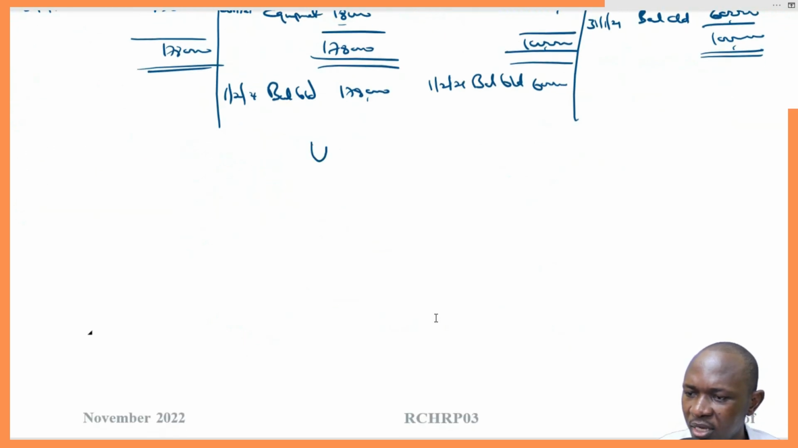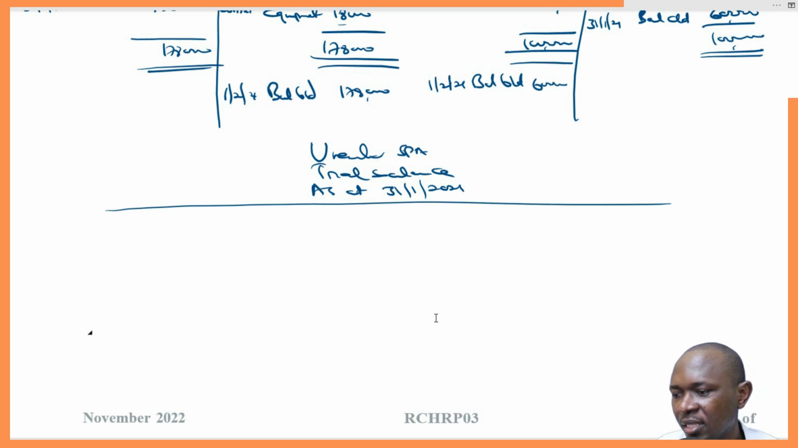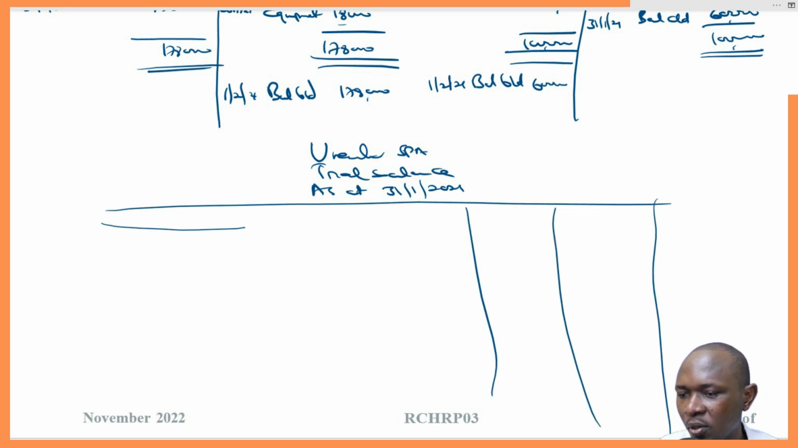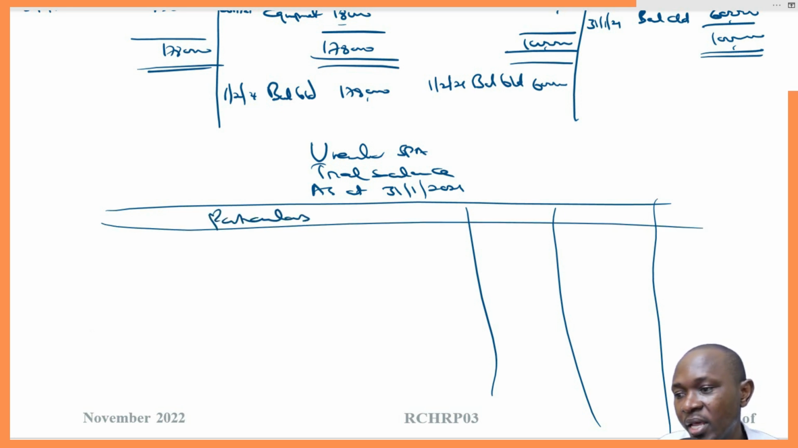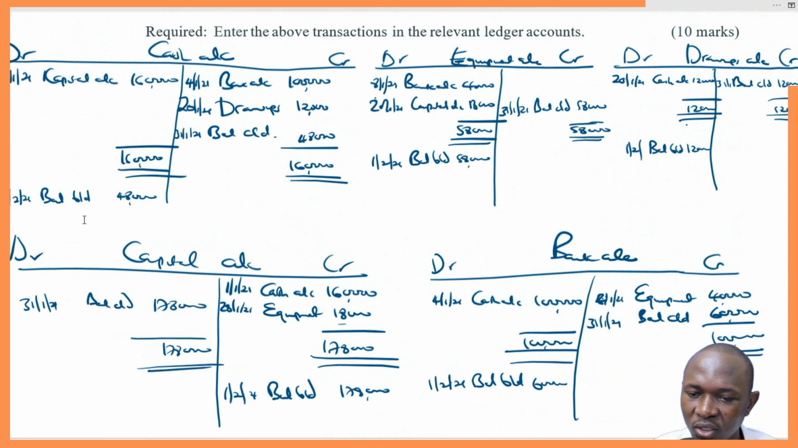Let's extract a trial balance. Urembo Spa trial balance as at the 31st, 1st, 2021, like that. And then the trial balance normally has two sides, the debit and the credit. So we'll have it like that. This is particulars, then we have the debit, then we have the credit. So how do we come up with this? Just follow the instruction. We normally pick the balance brought down figures.